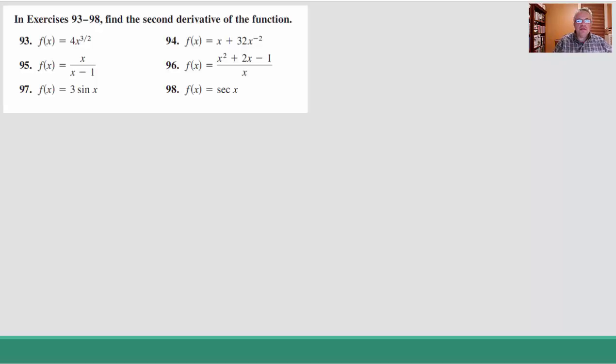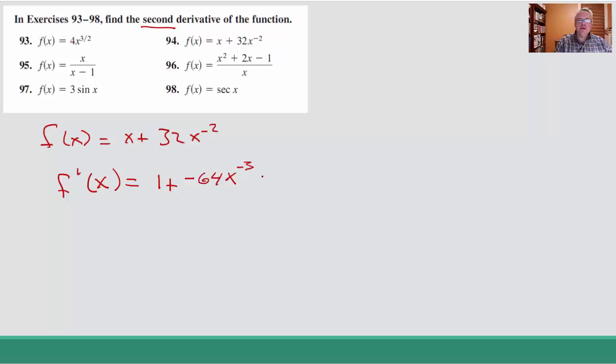So the first function is f of x equals x plus 32x to the minus 2. And our directions are to find the second derivative of the function. Well, in order to find the second derivative, you have to find the first derivative first. So the first derivative would be the derivative of x, which is 1, plus the derivative of the second term, which would be negative 2 times 32, that's negative 64, x to the minus 3. And I could simplify a little bit, that's 1 minus 64 x to the negative 3.